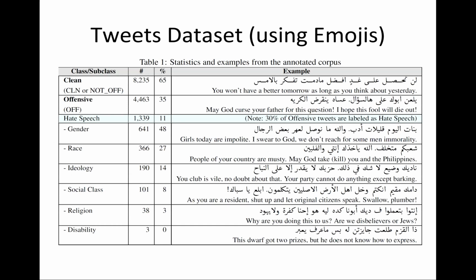We use a data set of almost 13,000 tweets collected using emojis that commonly appear in offensive communications, and we annotated them manually using the crowdsourcing platform Appen, and each tweet was judged by 3 annotators. Finally, 35% of the tweets are labeled as offensive, and 11% of the total data set has hate speech, and we have here a number of tweets with different types and examples.